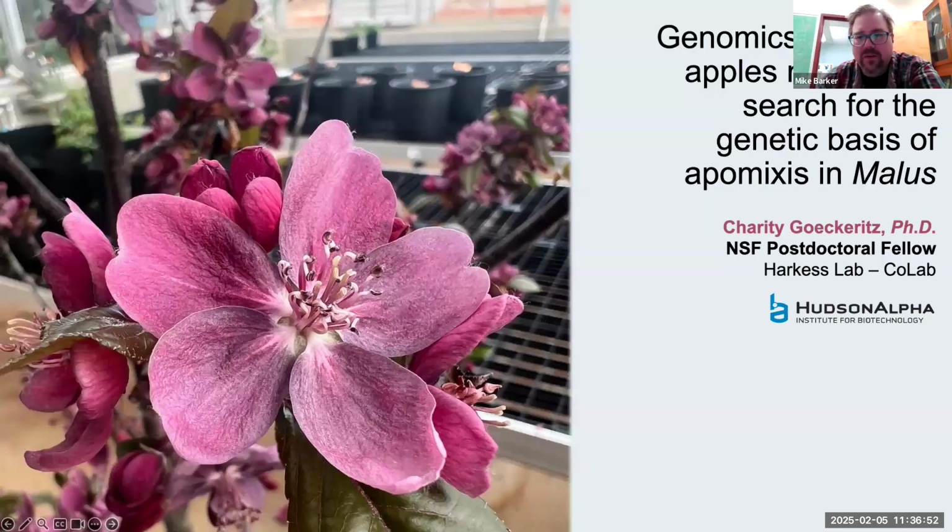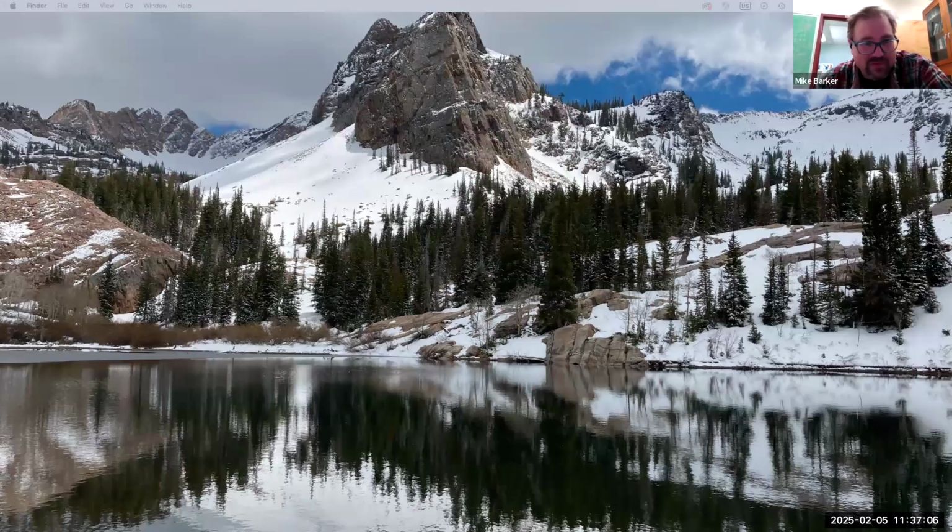Very nice. So how do you define the native range for polyploids in Europe? Yep. I would like to stop the sharing in the meantime. Here, Freigabe stoppen. Now I got it. Now I should be fine, right? Good. Yep, it looks good. We see Charity. Perfect.